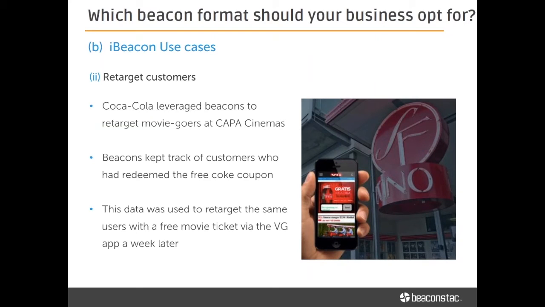The example I'm talking about is how Coca-Cola leveraged the VG app to retarget moviegoers at Kappa Cinemas. The way it worked is, moviegoers were sent coupons to redeem a free Coke, and only those people who redeemed the coupon on that day were retargeted again with a free movie ticket via the VG app a week later. So there was no blanket promotion done to everyone who visited the theater. It was just that people who redeemed the coupon once and showed some kind of interest in receiving such notifications were retargeted a week later. This kind of retargeting really leverages the use of beacons and makes the whole experience much smoother.